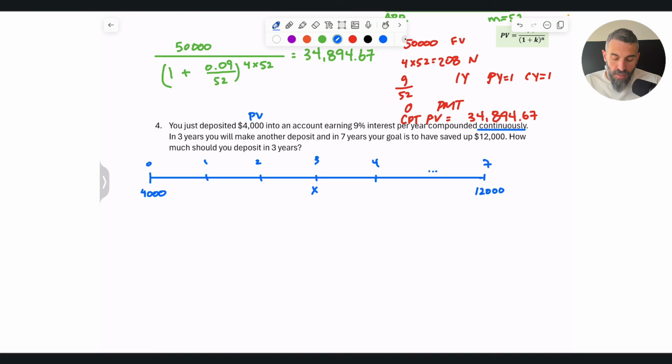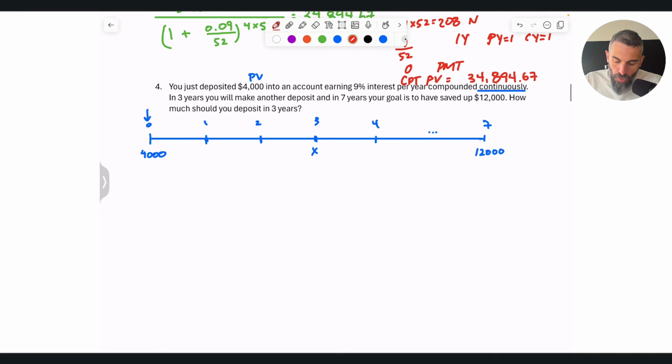When you're drawing timelines, time 0 is today, and then each of the ticks on your timeline represent the end of that period. So the X there is placed at the end of year 3. It's always like that. So the question is, if I want both of these to add up to 12,000, how much should X be?